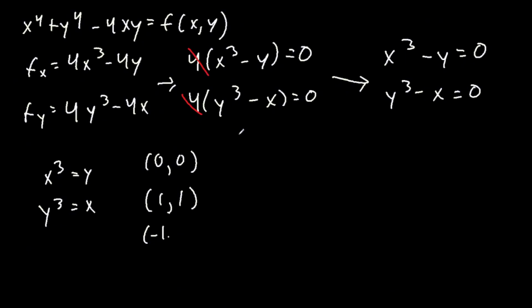And this time we have 1, negative 1, and negative 1, 1. Because negative 1 to the power of 3 is also negative 1. So negative 1 works here. And these are our 3 critical points for this equation.